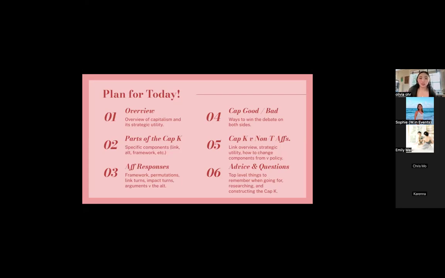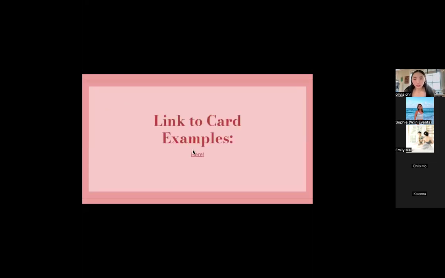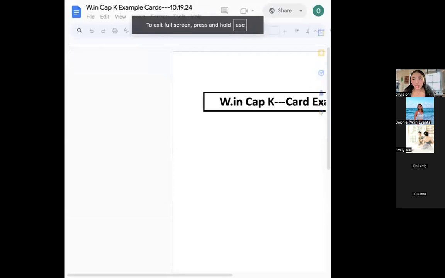And then at the end, I'll give some general tips for research construction and going for the K, and I'll also answer questions. And then I've also put in some example cards that I'll be referencing throughout the lecture. So I've just put screenshots in the slides. So they might be hard to see, but I'll just put the link to all of them in the chat.